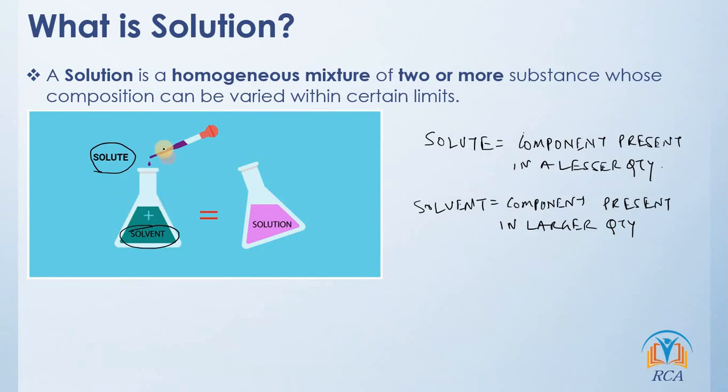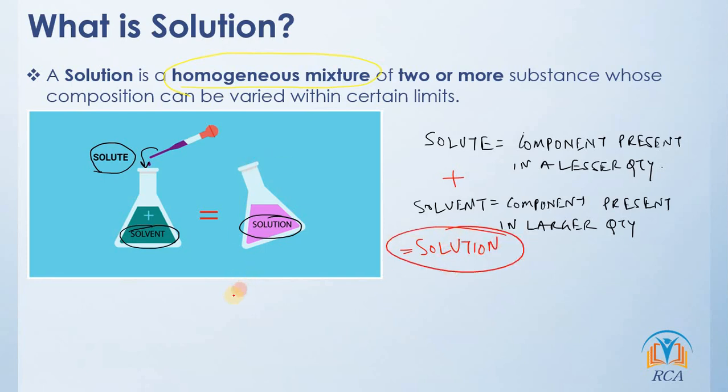Now as we see in the diagram, we are adding some solute into this particular solvent, and then we shake that flask and we actually get a solution. So what is a solution? A solution is a homogeneous mixture of two or more substances whose composition can be varied within certain limits. That means when we add solute and solvent together, we always get a solution. So this is the basic concept regarding a solution.